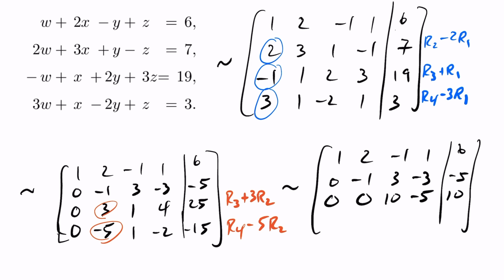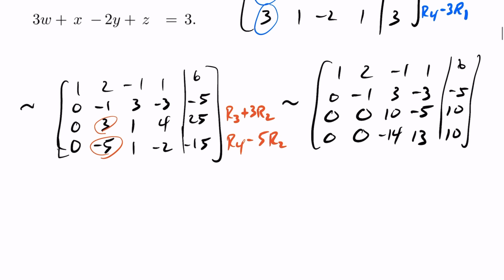Continuing on here, for row 4 minus 5 times row 2, we get a 0, another 0. This ends up being, here I'm going to have 1 minus 15, which is negative 14. And then I'm going to have negative 2 plus 15, which is going to give me 13 here. And then lastly, we're going to have negative 15 plus 25, which gives me 10. All right, let's continue on here.